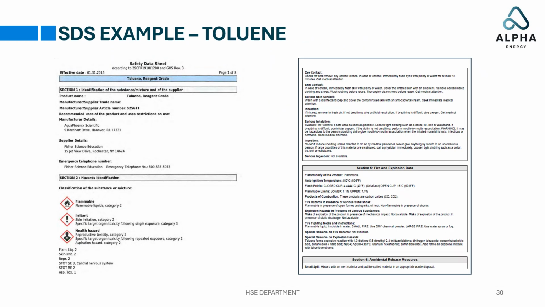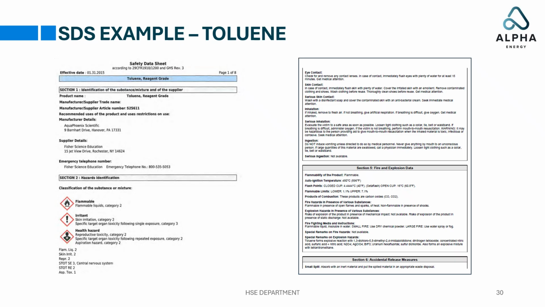The following is an SDS example on toluene, showcasing a safety data sheet for the chemical toluene, specifically a reagent grade. The SDS provides critical information about the substance, including its identification, manufacturer, supplier details, emergency contact, and hazard identification: flammable liquid, skin irritant, reproductive toxicity, specific target organ toxicity, aspiration hazard, with corresponding GHS pictograms and emergency measures.